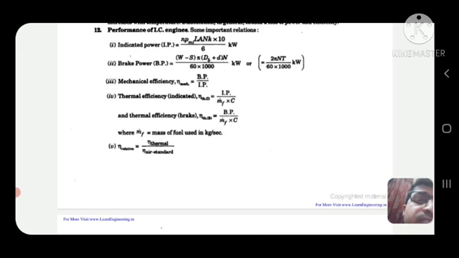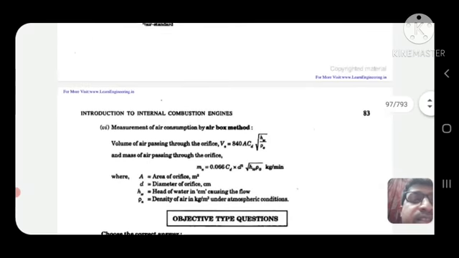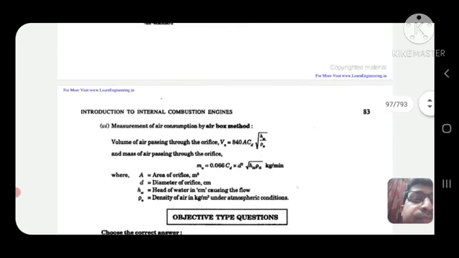So another one is the relative efficiency, thermal efficiency over air standard. Measurement of air consumption by the air box method.